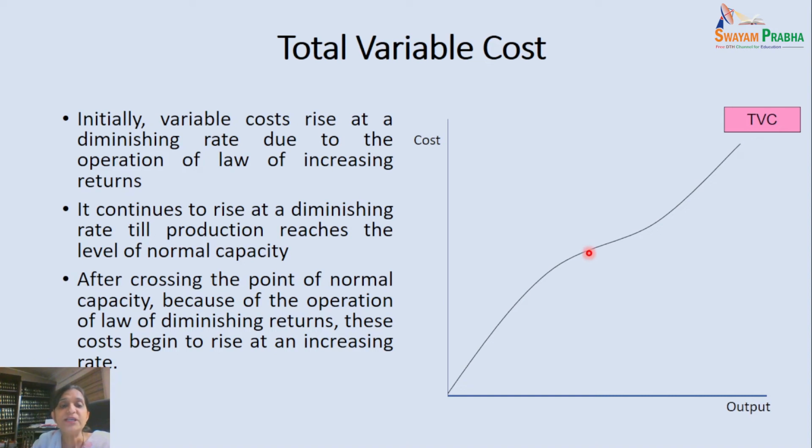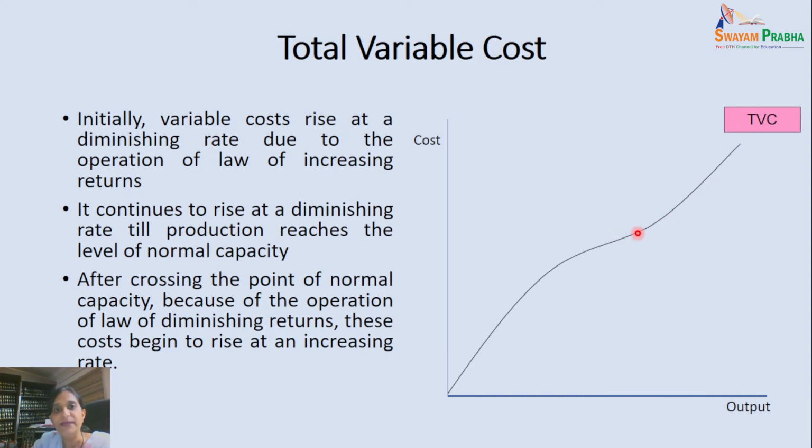Thereafter, when the firm reaches the normal capacity, your total variable cost will rise more. It will rise at an increasing rate. Why? Because now the diminishing returns are coming in. Remember, your average product starts falling. Your total product becomes maximum, and then in the second stage of production, TP is rising, but it is rising at a slower rate. So when TP is rising at a slower rate, means your output is rising less and your cost is still rising. So this leads to your total variable cost rising at an increasing rate.